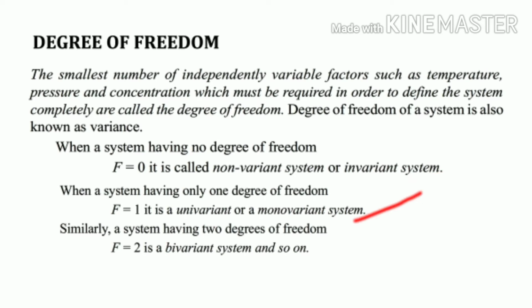When a system has only one degree of freedom, that is f is equal to 1, it is called a univariant or monovariant system. Similarly, a system having 2 degrees of freedom is called a bivariant system, and so on. So basically, degree of freedom is the number of independently variable factors, namely temperature, pressure and concentration, which must be specified in order to describe a system completely.